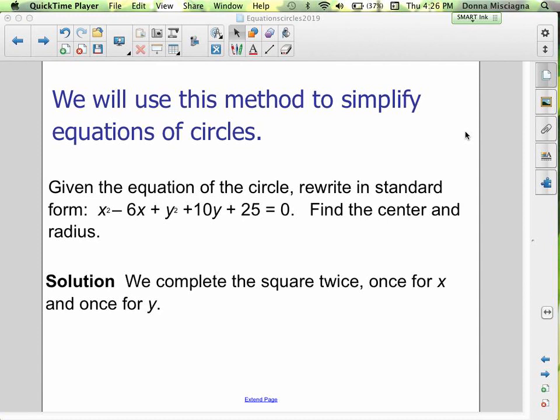So the equation right now is in general form, and you can't find the center and the radius from that form. What we need to do is rewrite it into standard form, and to do that we're going to complete the square twice. Once for the x terms and once for the y terms. Let's take a look at what that looks like. And then it's easy to identify the center and the radius.